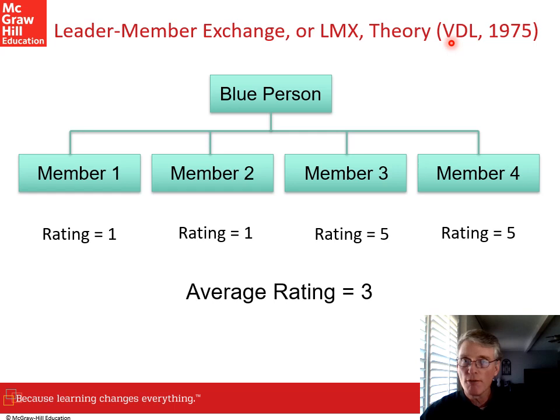VDL is what it was originally called. Vertical within an organizational chart, dyad, let's analyze two people, and linkage. Vertical dyad linkage, VDL, is what it was called. And so what they wanted to do was study what is the difference between these relationships where 5s are assigned and these relationships where 1s are assigned. And realizing that this average leadership style of a 3 is not the best way to analyze this.